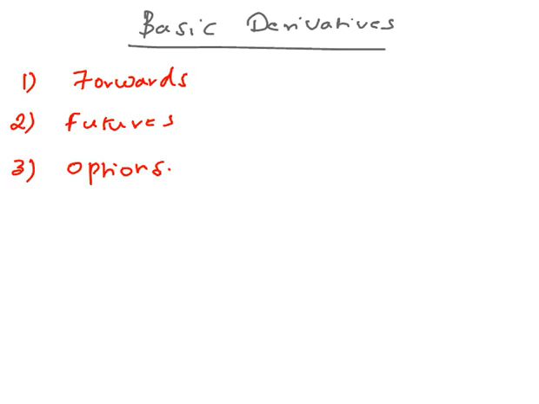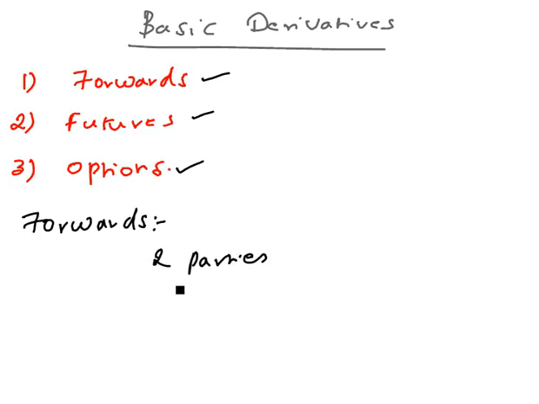In this video, we will see about forwards, futures, and then options in detail. So let's first of all see what forwards are. A forward is a contract between two parties who are going to either buy or sell an asset at a certain future date and also at a certain future price.